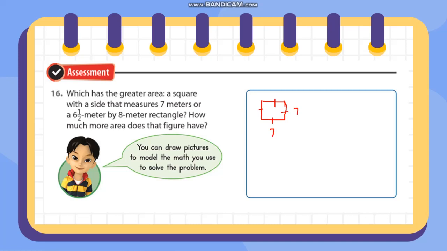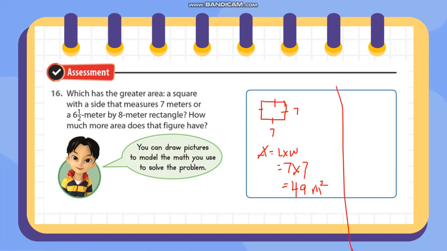Okay, so to find the area, area is equivalent to length times width. So 7 multiplied by 7 is equivalent to 49. So the area is 49 square meters.